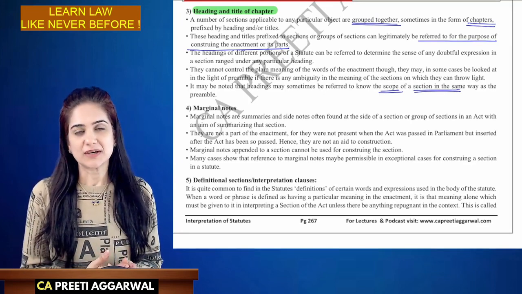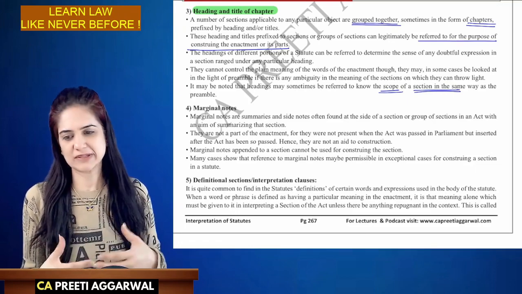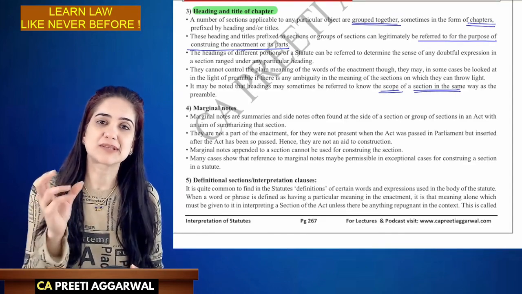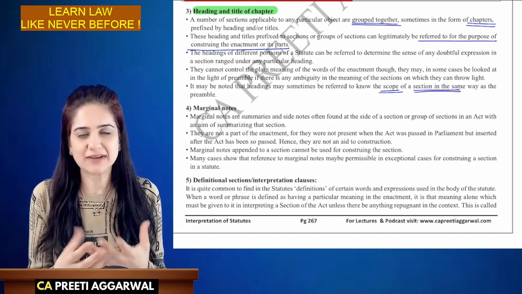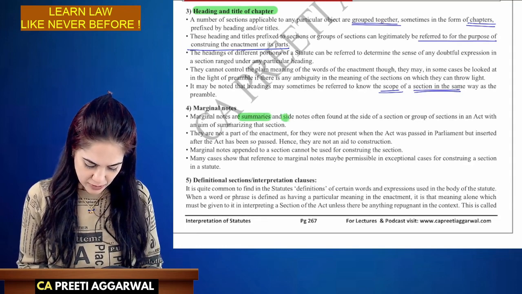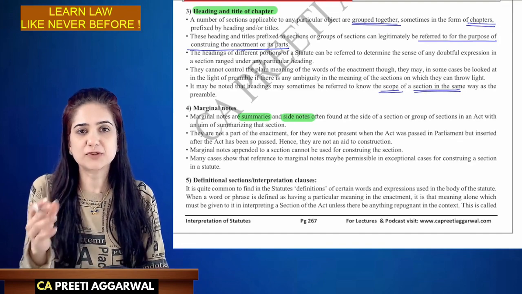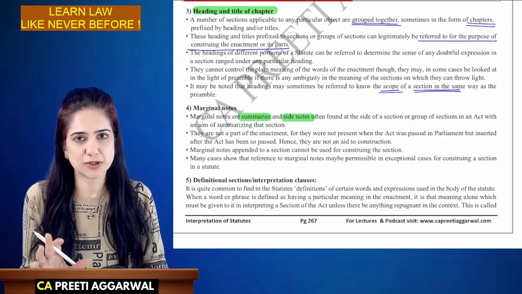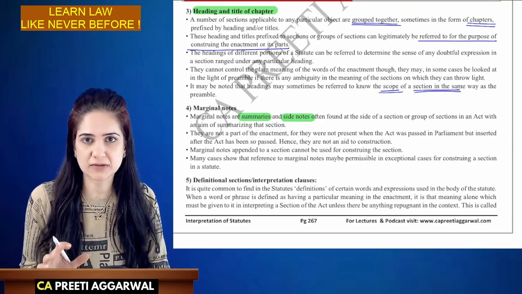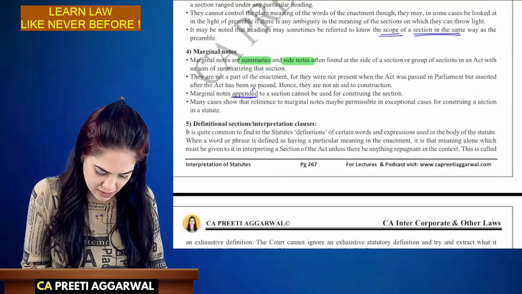Marginal notes can be asked as a short note along with some other provision, like they may say explain preamble and marginal notes, heading and marginal. These marginal notes are summaries. They help to understand the section. So they are summaries, they are side notes. But you cannot consider them as something which will help you to understand the entire section. They will provide support, but they don't help us to construe the entire section. They are appended. Appended means they are attached.